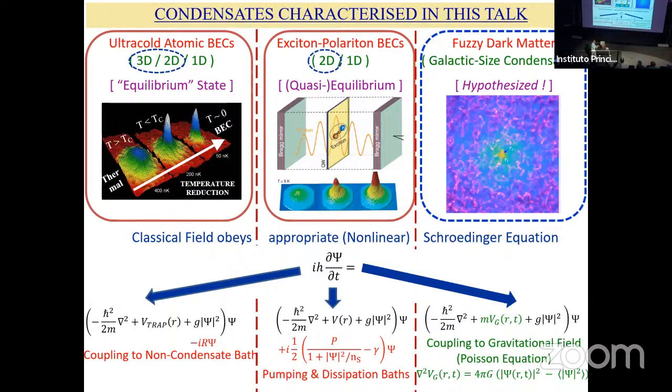If you put the numbers in, this has a de Broglie wavelength which is basically the size of a galaxy. So there's this idea that you can solve for dark matter by looking at the Schrödinger equation, or even with interactions, a Gross-Pitaevskii equation coupled to a Poisson equation for gravity. And we've done some simulations of that.